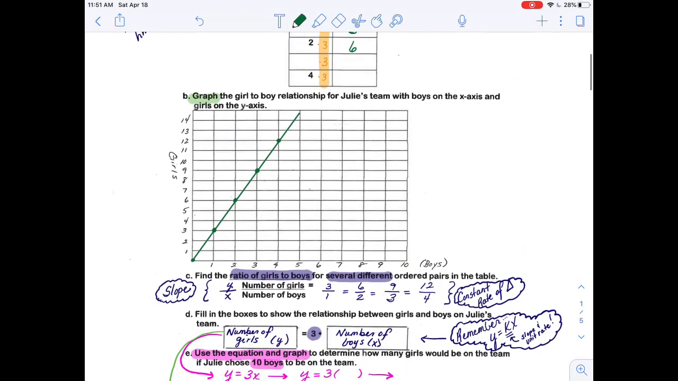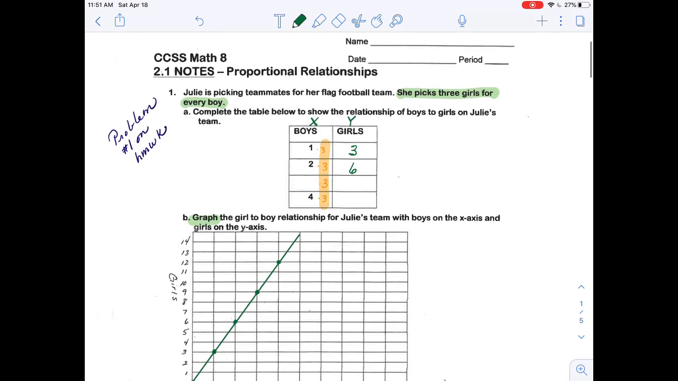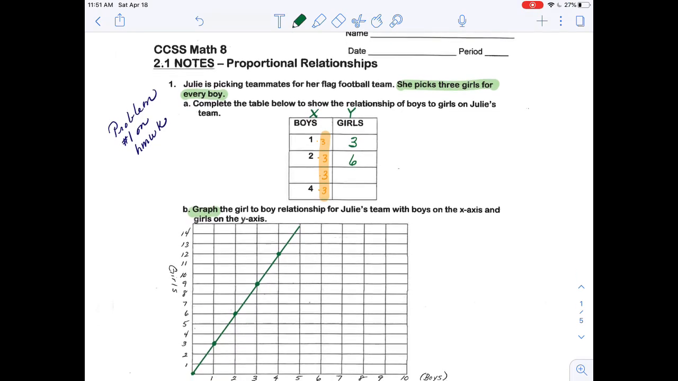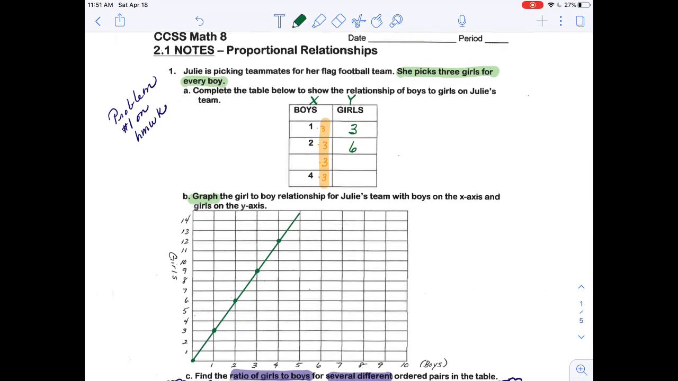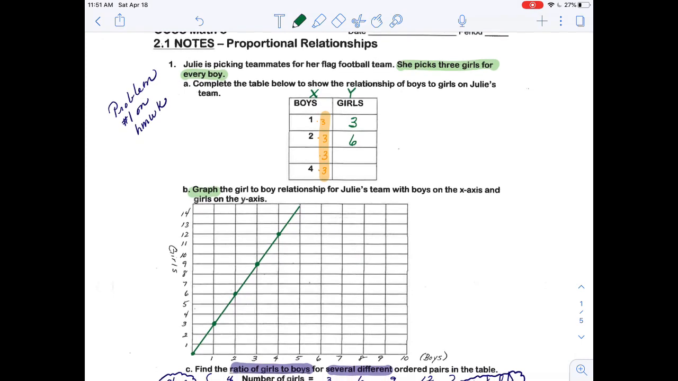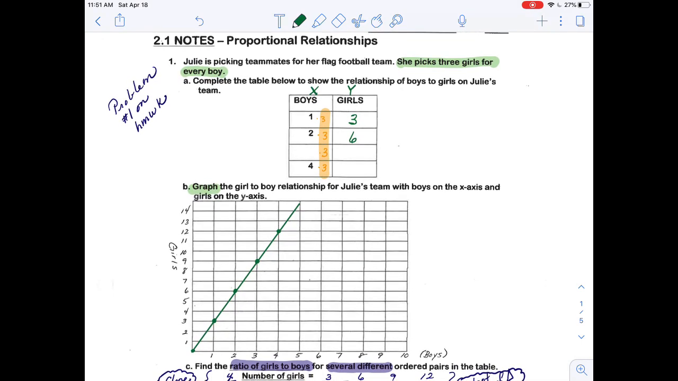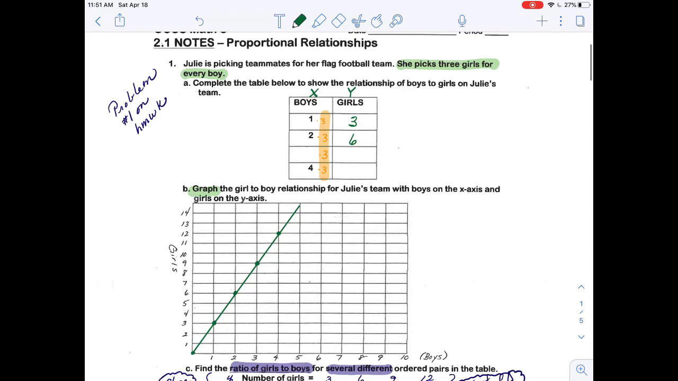Hey guys, it's Mrs. McLean, and we are going to be looking at our proportional relationships. We're not going to take too much time on this because, quite honestly, you have an awesome math teacher, and she's already been working with you on proportional relationships for a while through warm ups, lessons. We have talked about this so many times, so it should be a quick review.